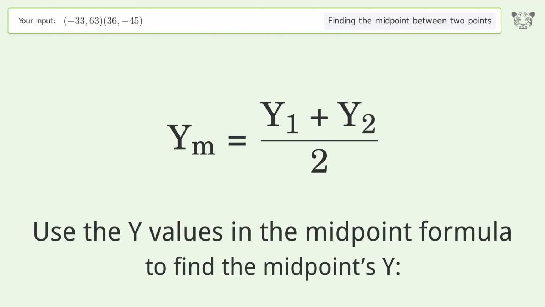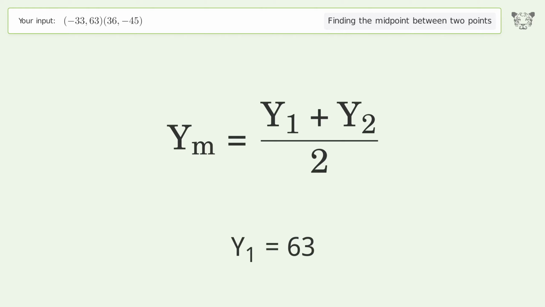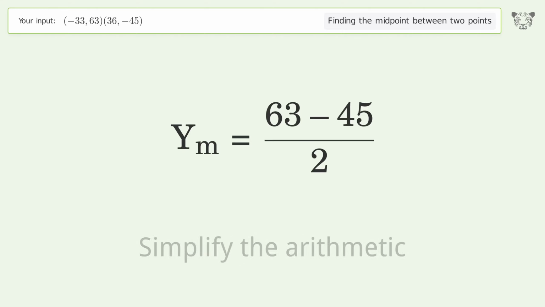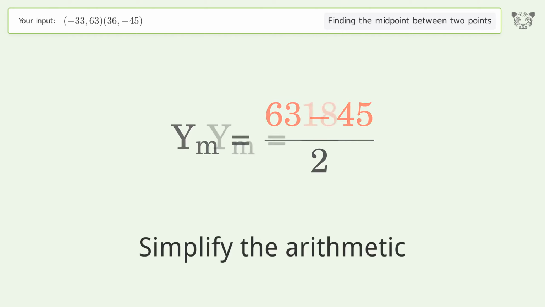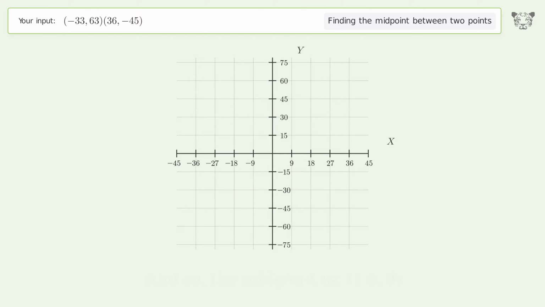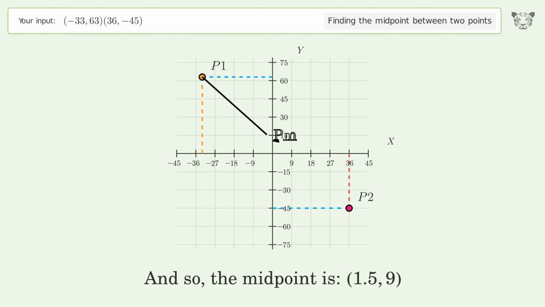Use the y values in the midpoint formula to find the midpoints y. y1 equals 63. y2 equals -45. Simplify the arithmetic. And so, the midpoint is 1.59.